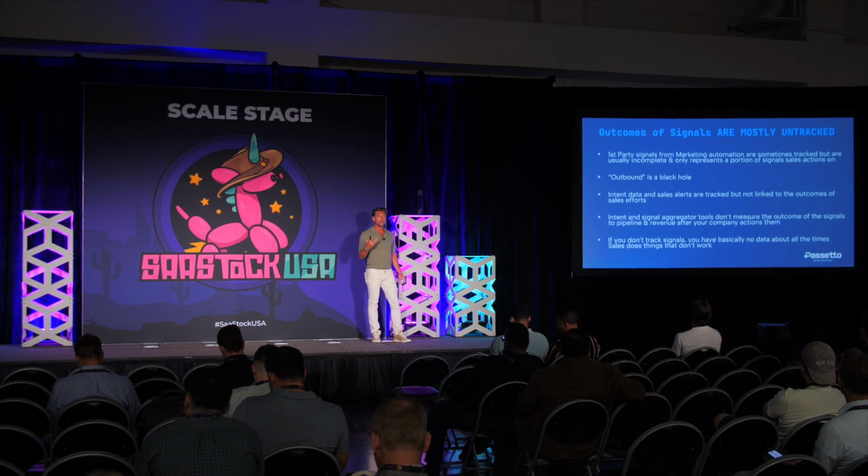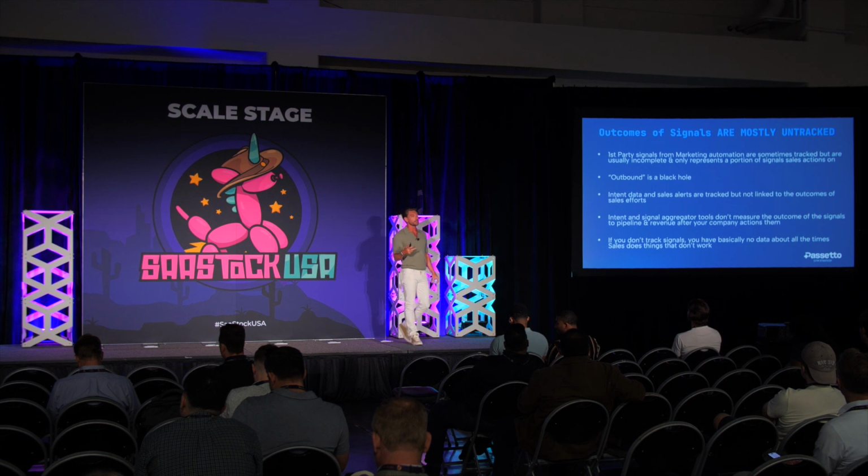The thing that I want to communicate as well is that in a normal B2B company today, the outcomes of the signals are mostly not tracked. B2B companies are historically tracking first-party signals with marketing automation, although those signals are typically not complete. Outbound is generally a black hole: we're able to comp the SDR or comp the sales rep on the meeting that they booked, but we don't know why they actually reached out, and we can't see the patterns in that data that lead to the signals. That intent data and sales alerts are tracked but not actually linked to the outcome.